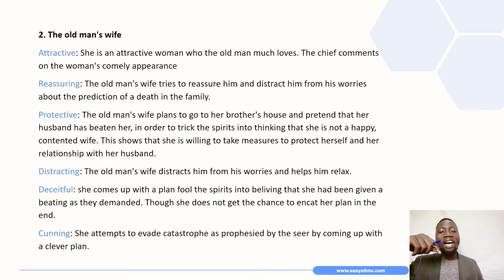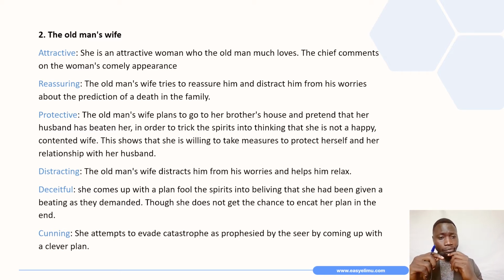The old man's wife tries to reassure him and distract him from his worries about the prediction of a death in the family, that is by the seer. So the old man's wife is also protective.